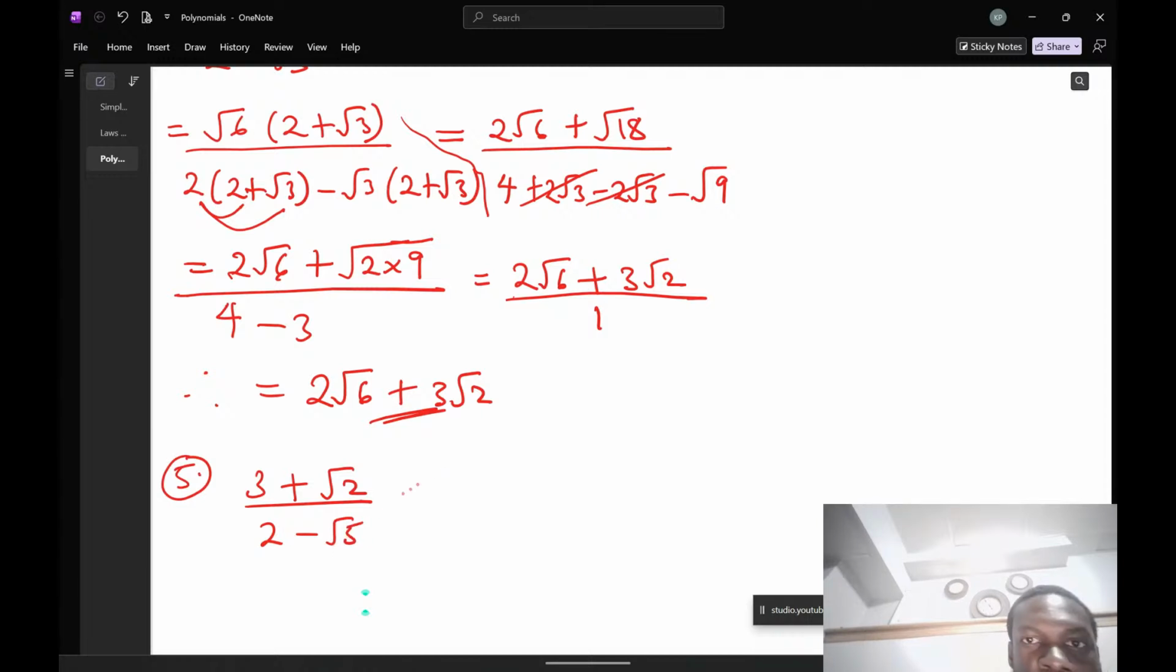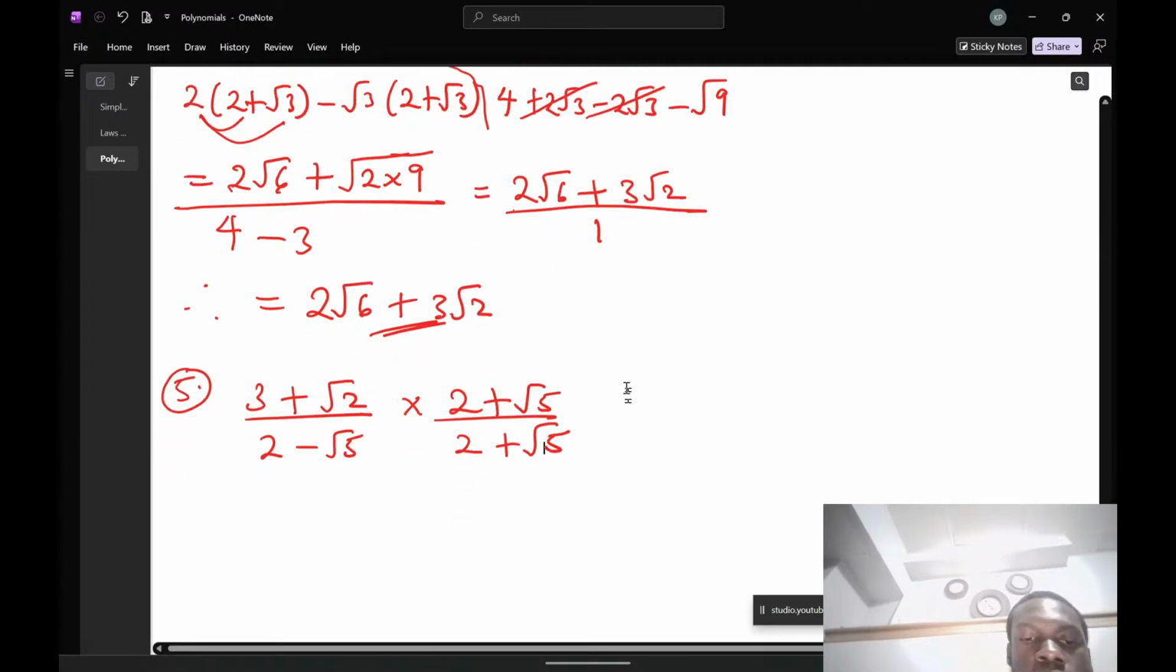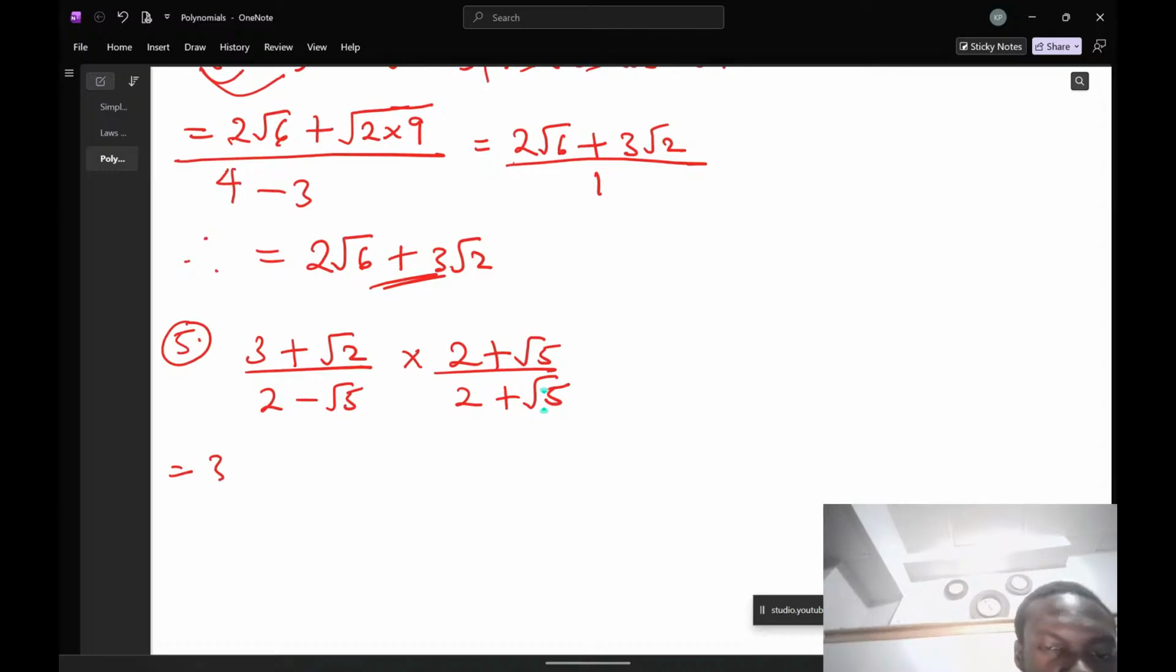So the conjugate of 2 minus root 5 will be 2 plus root 5 divided by 2 plus root 5. Okay, so now I'll take it like this: 3 into 2 plus root 5 plus root 2 into 2 plus root 5.